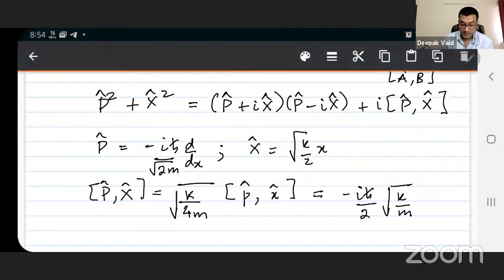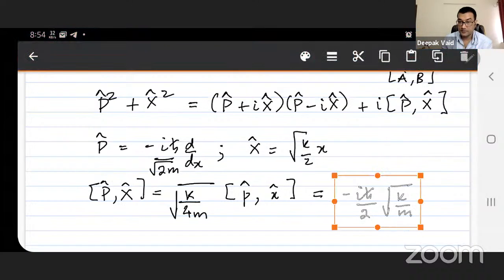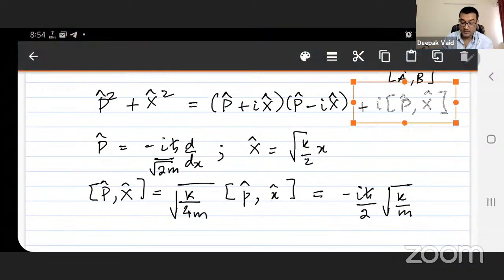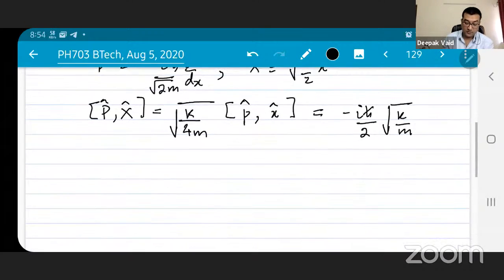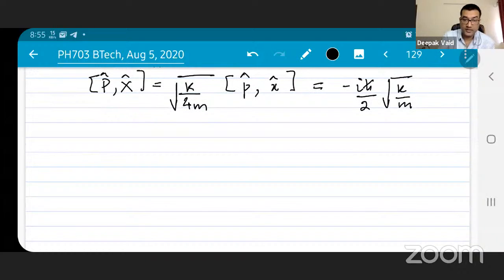So this commutator is just a constant, right? That's the most important part. This commutator turns out to be just a constant. There is no dependence on the position. And that is why this factorization works. If this was some function of the position, for example, then we would not be able to use this method in a direct way. So great, now we can factorize it.